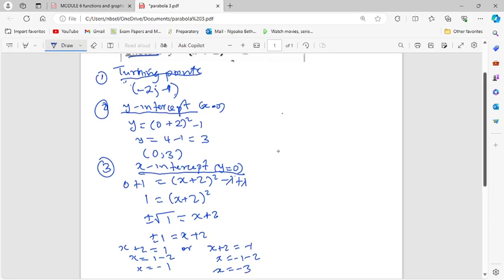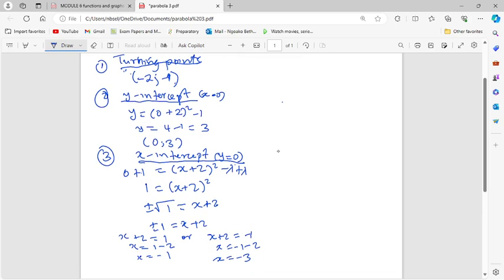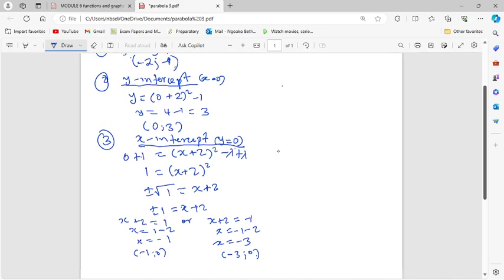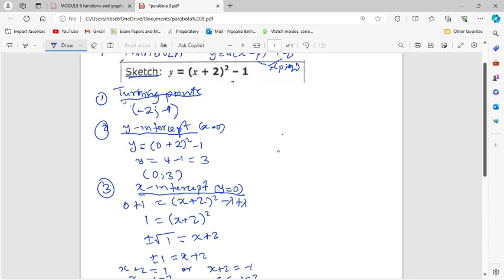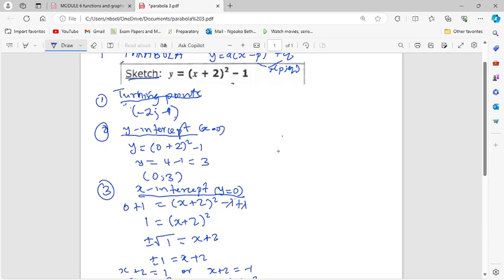Then now what we could use again for the x-intercept. So I'll have minus 1 and 0. And then I'll have minus 3 and 0. Now I have my 3 things to draw the graph: the x-intercept, the y-intercept, and the turning point. Then now just have this. Right.